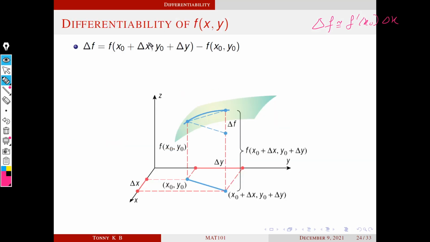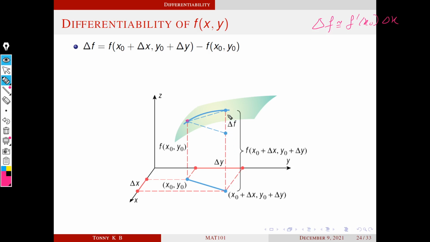Okay, consider a two variable function, and this is our point x naught y naught. Suppose we know the value of the function at this point. Our aim is to approximate the value of the function at this point, after a change in x and a change in y. Right. So actually we don't know the value of the function at this point, so we are going to approximate using a similar rule.